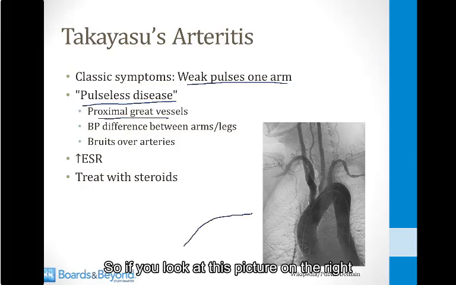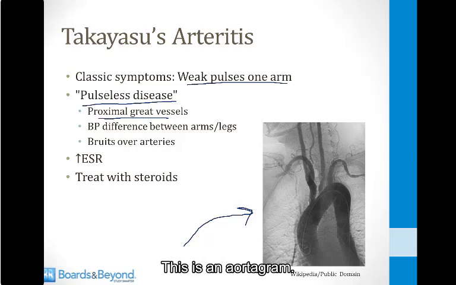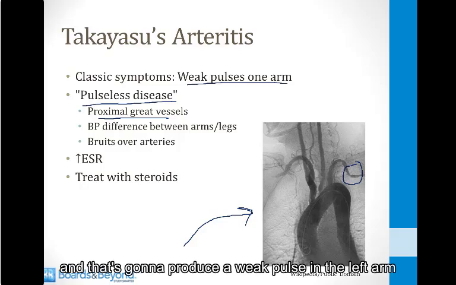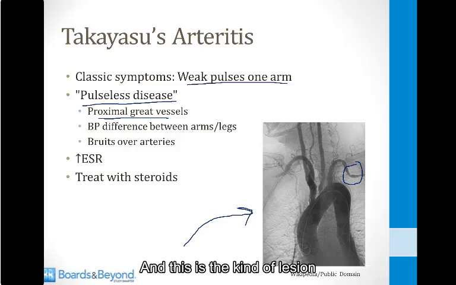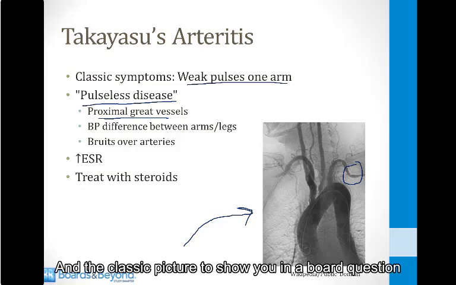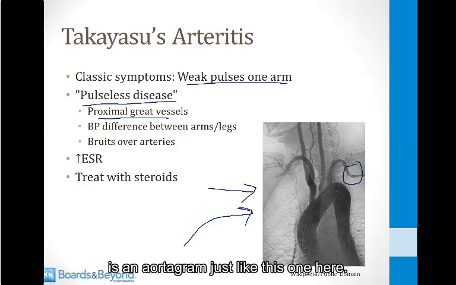So if you look at this picture on the right side of the screen here, this is an aortogram. So dye has been injected into the aorta and it is filling the great vessels heading to the arms and the head. You can see a tight narrowing right here of the left subclavian artery, and that's going to produce a weak pulse in the left arm, possibly weaker than what you see in the right arm. And this is the kind of lesion that you often see in Takayasu's arteritis. And the classic picture to show you in a board question is an aortogram just like this one here.